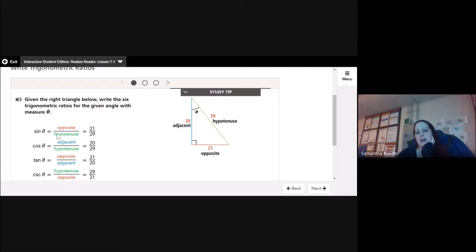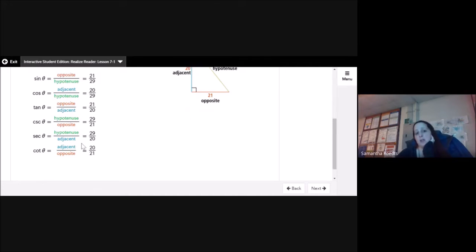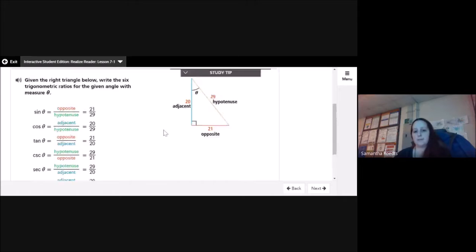Okay, so sine is opposite 21 over my hypotenuse, which is 29. My cosine is my adjacent 20 over my hypotenuse of 29. And my tangent is opposite 21 over my adjacent 20. The cosecant, I literally just flipped the sine. Secant, I flip my cosine, and cotangent, I flip my tangent. Okay.